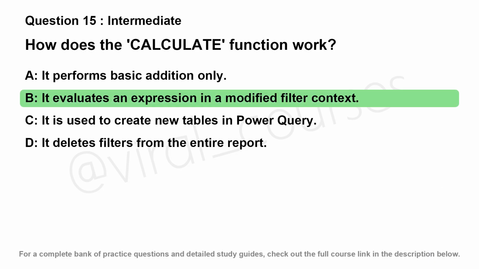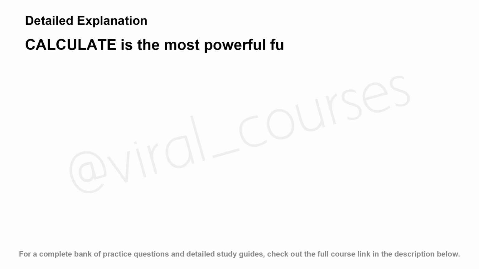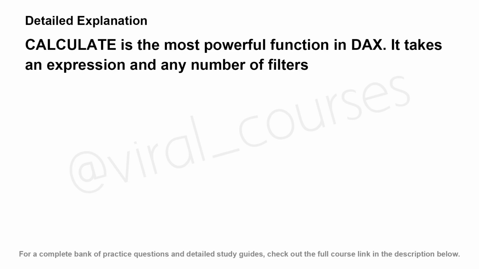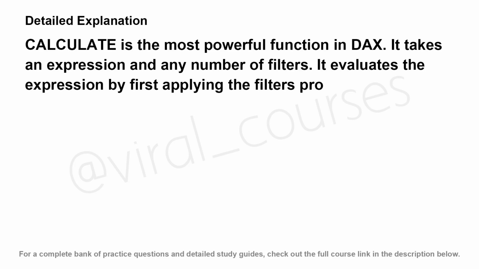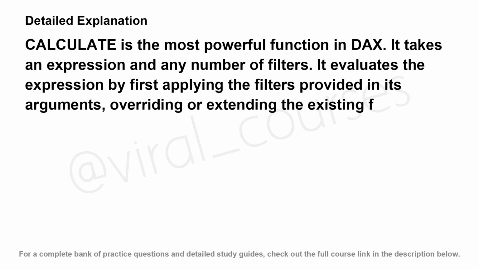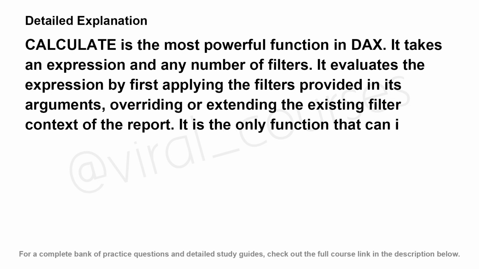The correct answer is B. Calculate is the most powerful function in DAX. It takes an expression and any number of filters. It evaluates the expression by first applying the filters provided in its arguments, overriding or extending the existing filter context of the report. It is the only function that can initiate context transition.